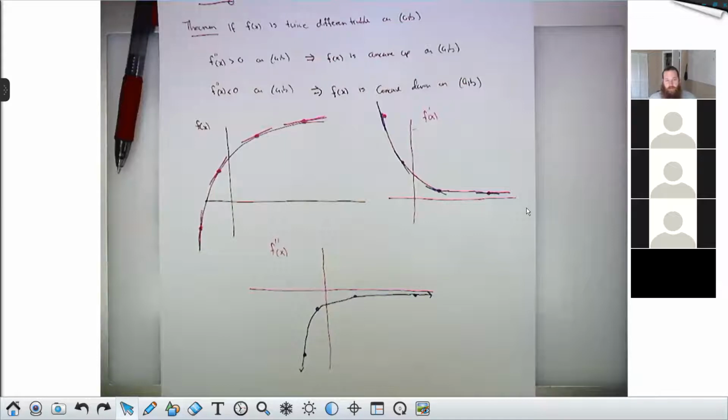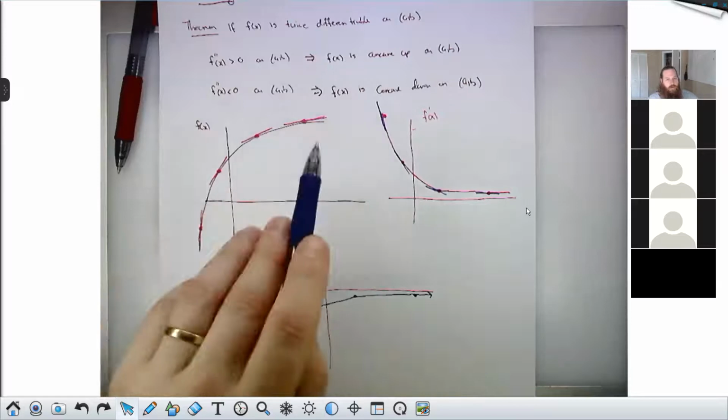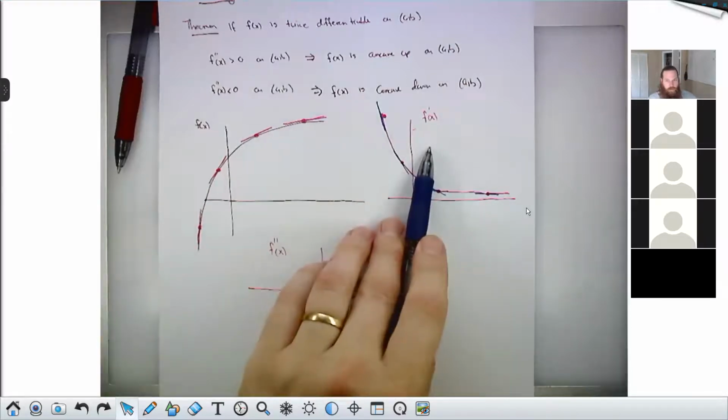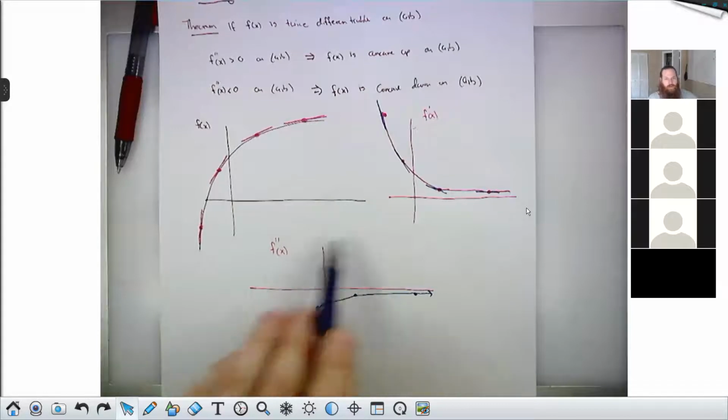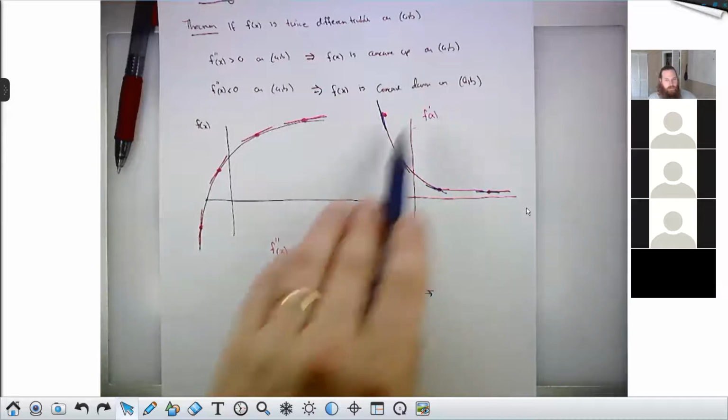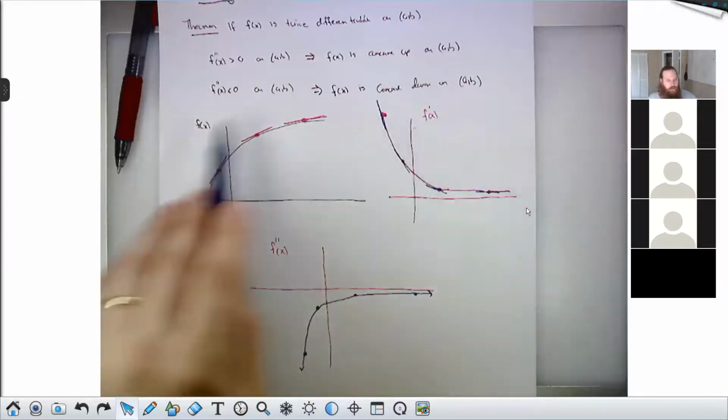If you want the physics analogy, if f is your position, then remember f prime is your velocity and f double prime is your acceleration. So this is like how hard your foot is pressing on the gas. This is how fast you're going, and this is where you are.